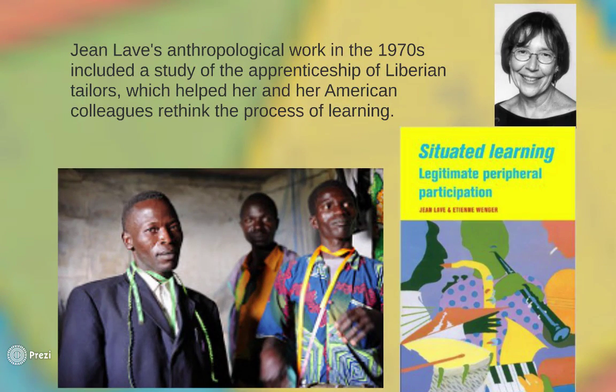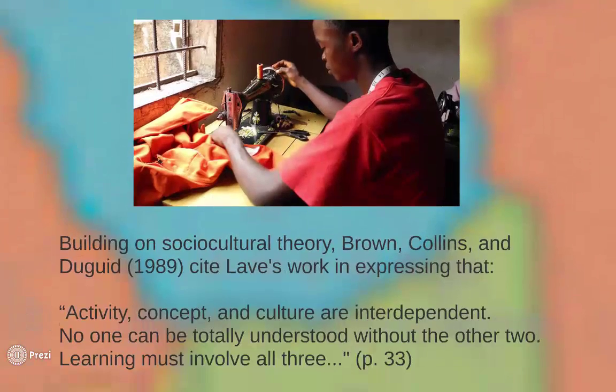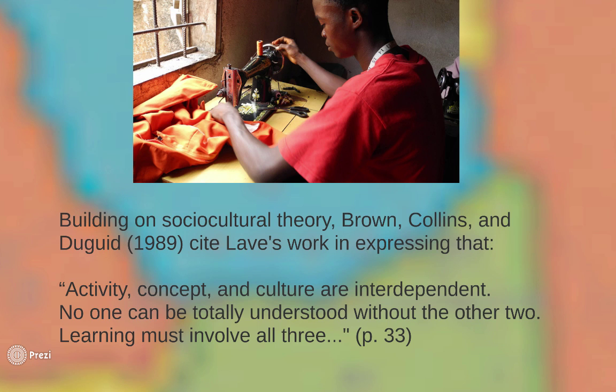Jean Lave's anthropological work in the 1970s included a study of the apprenticeship of Liberian tailors, which helped her and her American colleagues rethink the process of learning. Building on sociocultural theory, Brown, Collins, and Duguid cite Lave's work in expressing that activity, concept, and culture are interdependent. No one can be totally understood without the other two. Learning must involve all three. Page 33.